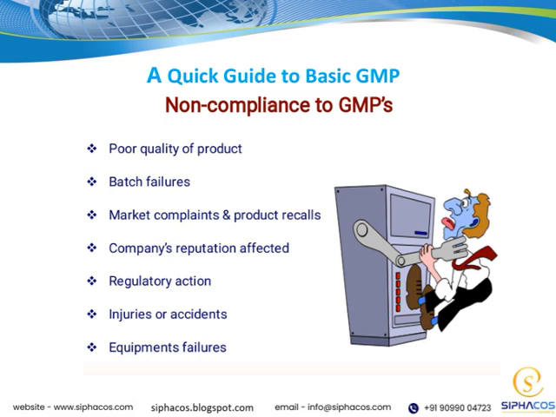Next, proper equipment handling and regular calibration are essential to produce reliable results. Documentation plays a crucial role too. Accurate records ensure traceability and accountability, which are vital in case of any issues. Finally, training staff thoroughly and regularly keeps everyone aligned with GMP principles and practices.